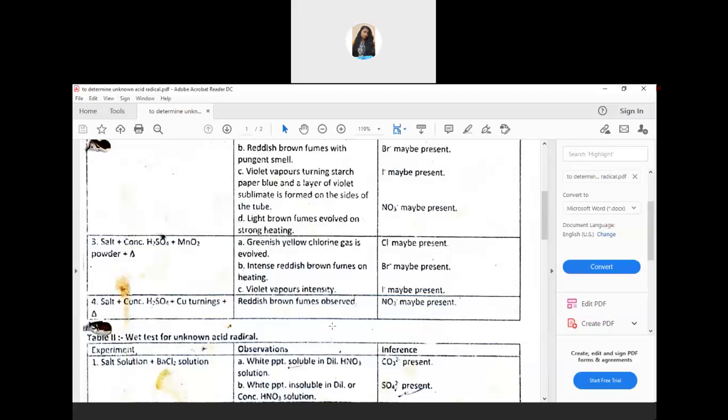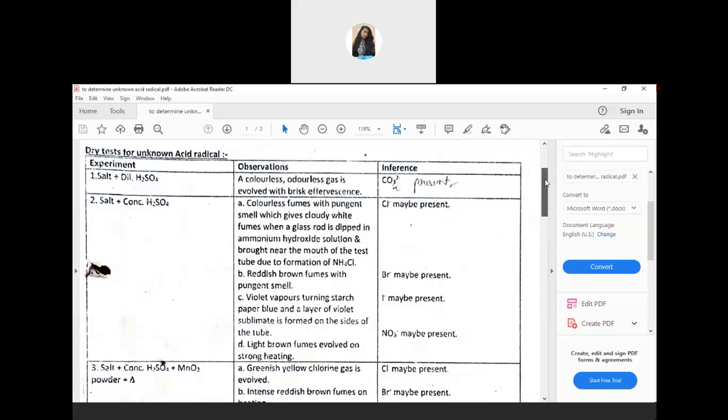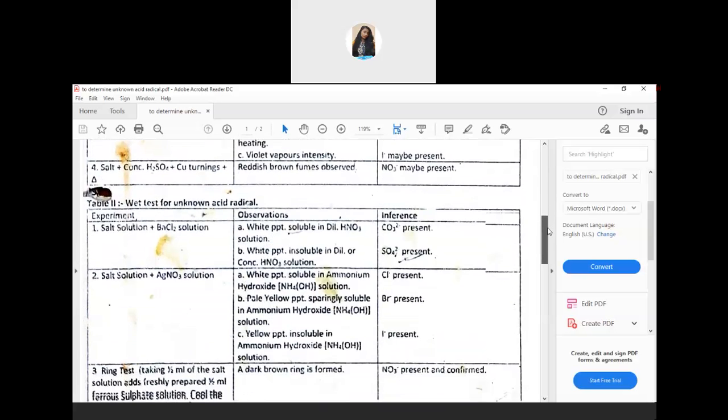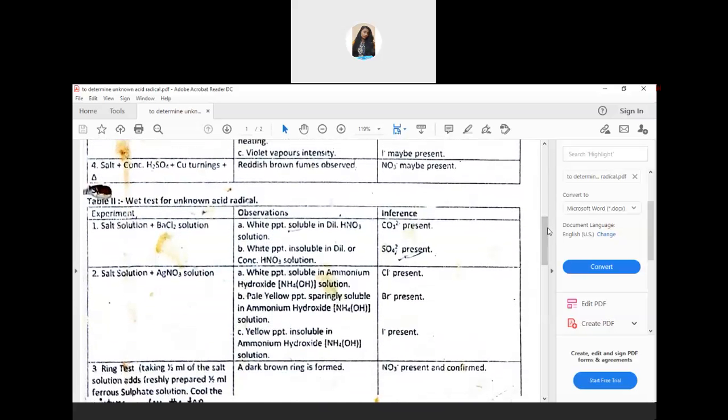Got this? These 4 tests are dry tests. You cannot use water or any other solvent for these 4 tests. After doing these 4 experiments, you can get an acidic ion. Got it? Next, you have to confirm it, no?